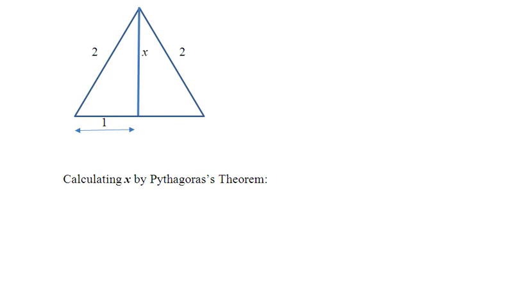Now we calculate x using Pythagoras' theorem. x squared plus 1 squared equals 2 squared, so x squared plus 1 is going to be 4, and of course x squared equals 3. Now x equals root 3, which I'm going to leave as a surd.